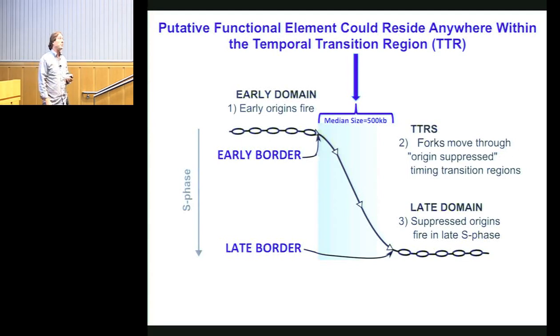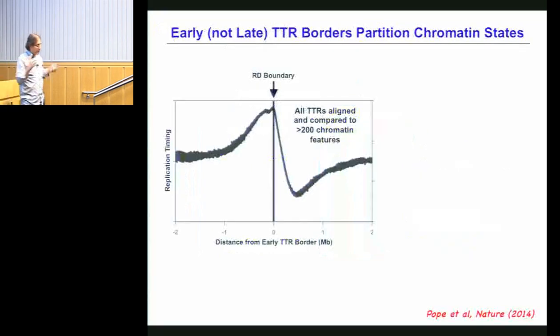making deletions was a huge amount of work, and so we wanted to know where we should make a deletion. The temporal transition regions are quite large. They can be as large as the replication domains themselves. So where would the information be that determines the border of the replication domain? We did start deletions, but they were really complicated. So what we wanted to do is see if we could use computation to narrow down the putatively functional regions.